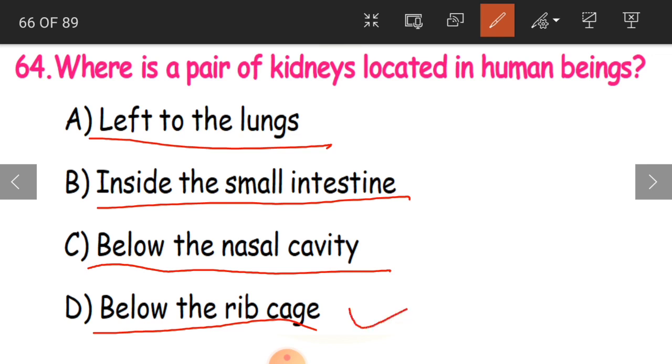And the answer is D, children. Below the rib cage. Rib cage is the chest part. Like we have the rib cage in our chest part. So down from that you will have the kidneys. Clear, children?